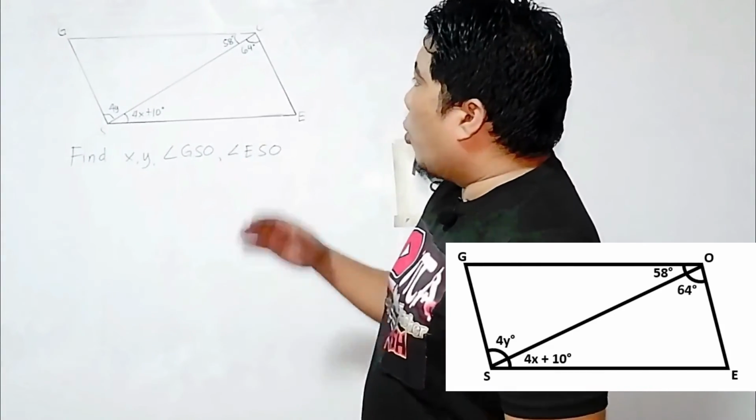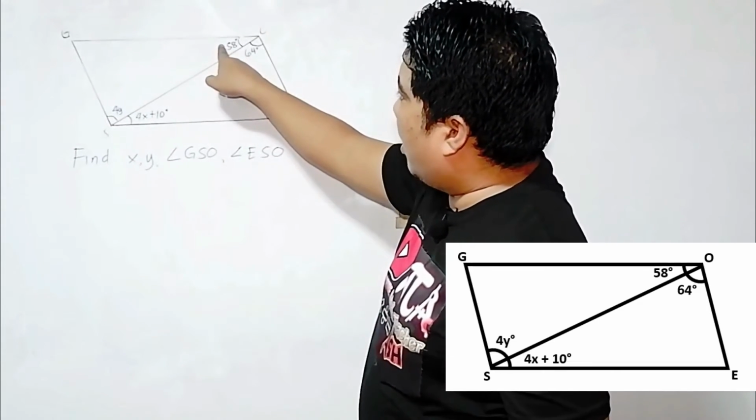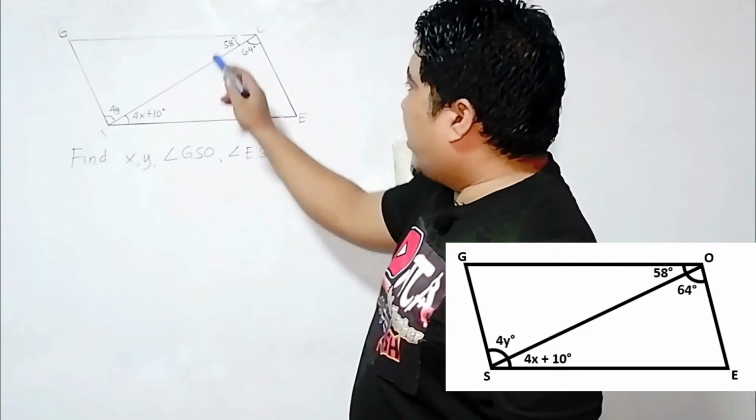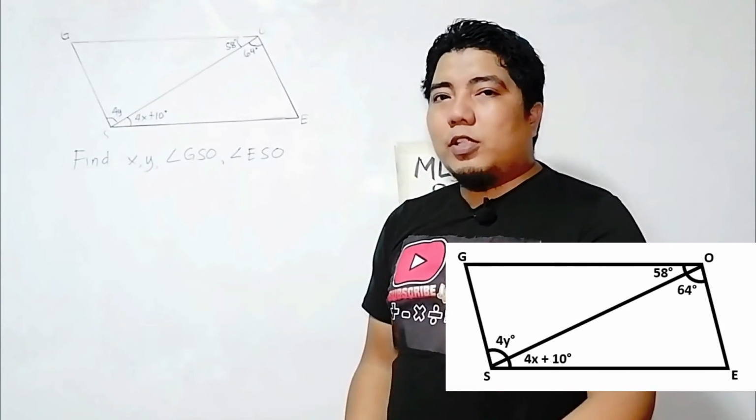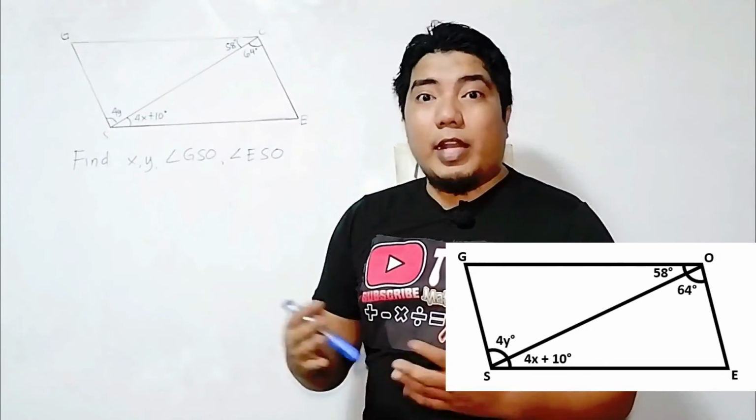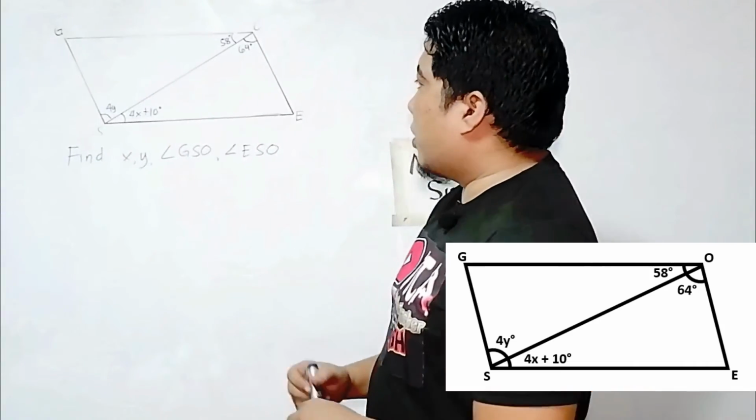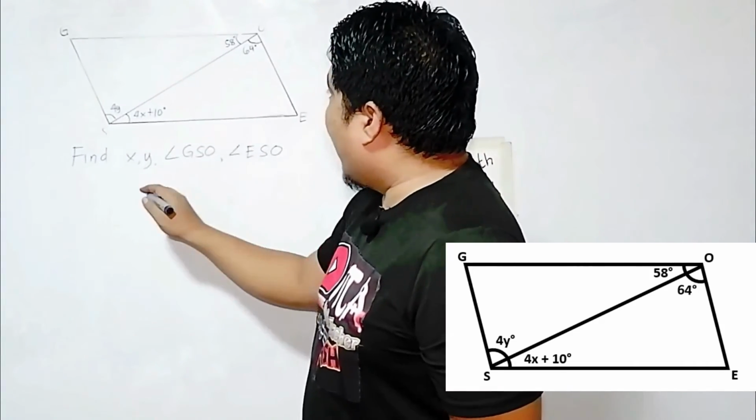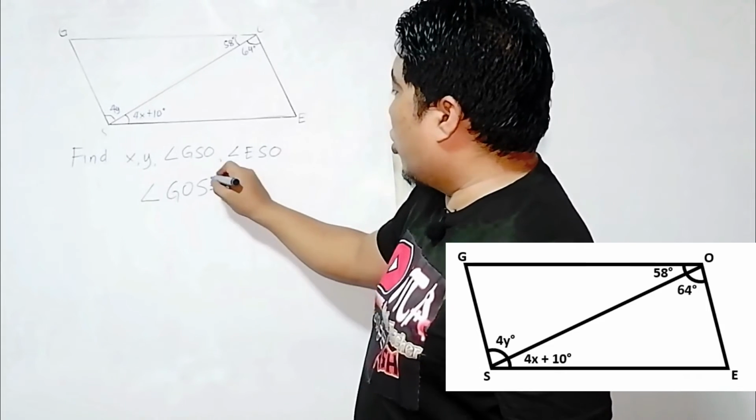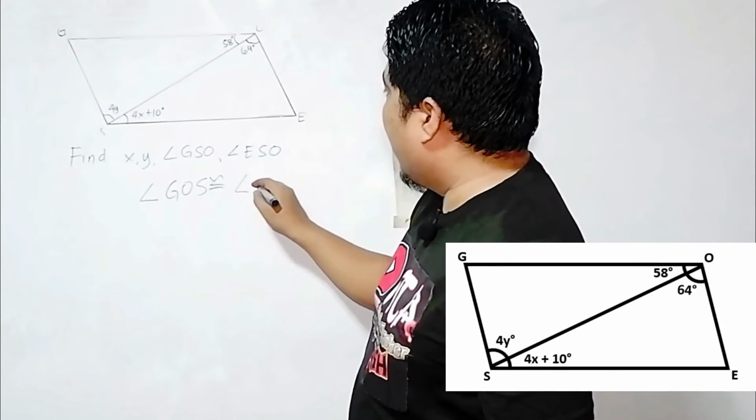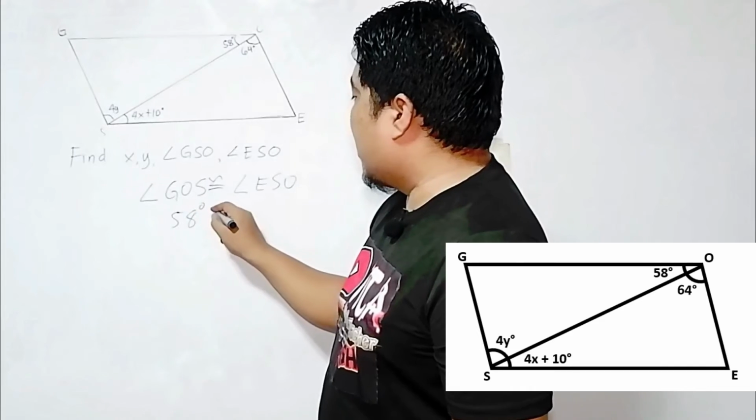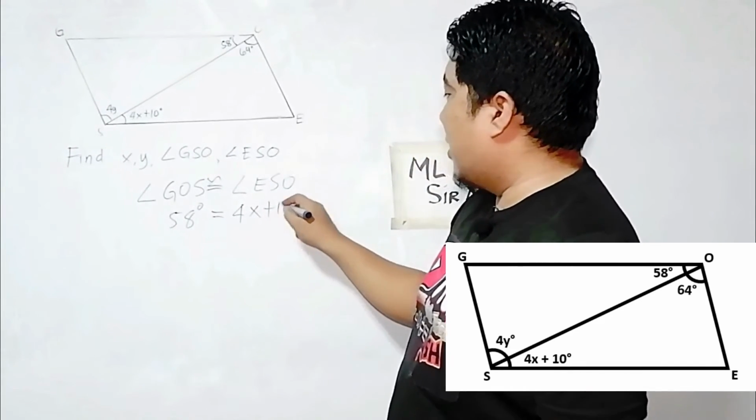So, by that definition, we also have the idea that this 58 here and this 4x plus 10 there is congruent. Why is that so? Because they are alternate interior angles. If you still remember your lesson in parallel lines cut by a transversal, that is a relationship of this kind of scenario. Okay, so by this idea, my dear math learners, we can say that angle GOS, this is the one, is equal or congruent to our angle ESO. By that idea, we have the expression 58 degrees is equal to 4x plus 10.